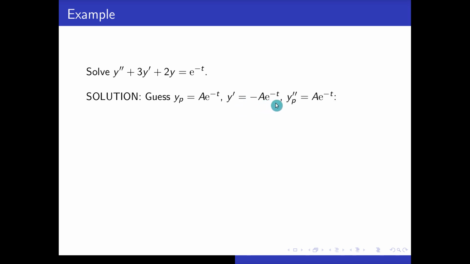So y prime is minus a e to the -t, y double prime is a e to the -t, plugging it in. A times (1 minus 3 plus 2) e to the -t, solve for a. Oops, I see I've forgotten an a there.